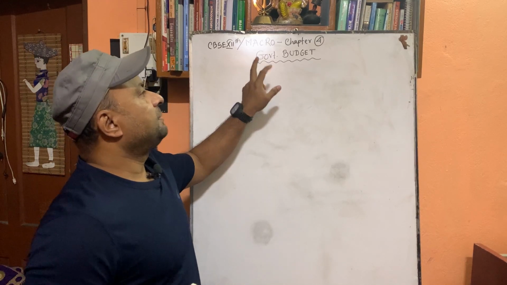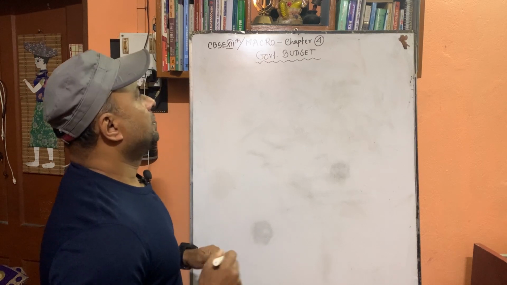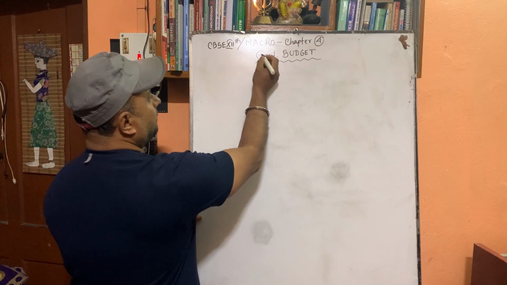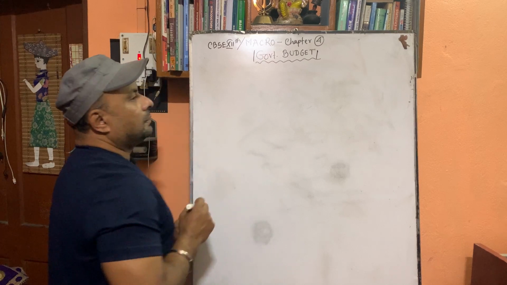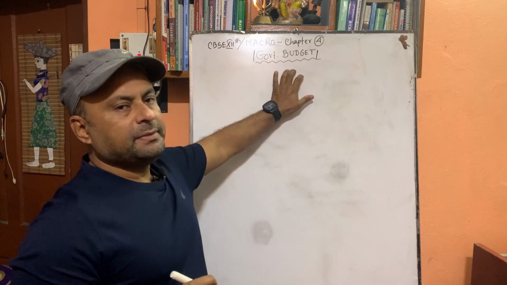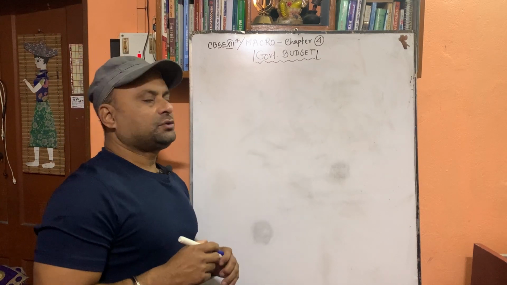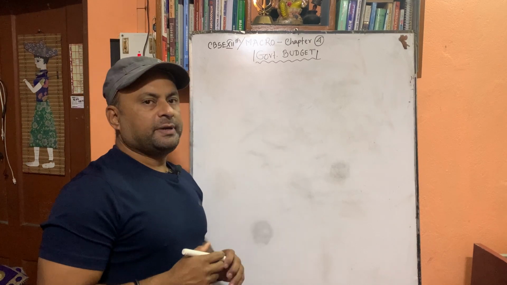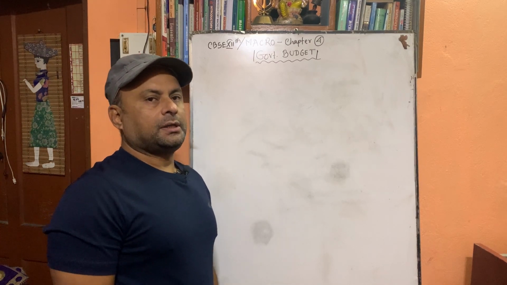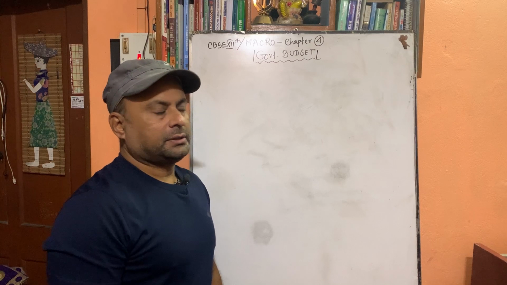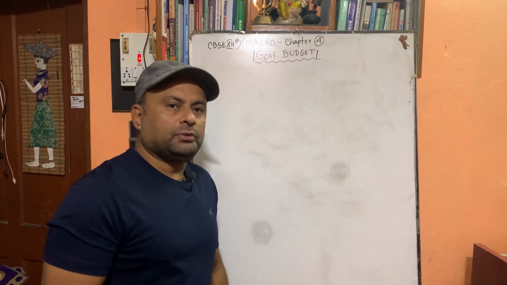Today, macro chapter 4, government budget of class 12. Now, by means of budget, what do you mean? By budget we mean the approximate or estimated income or expenditure of any project. This is budget. In our families also we make budget.